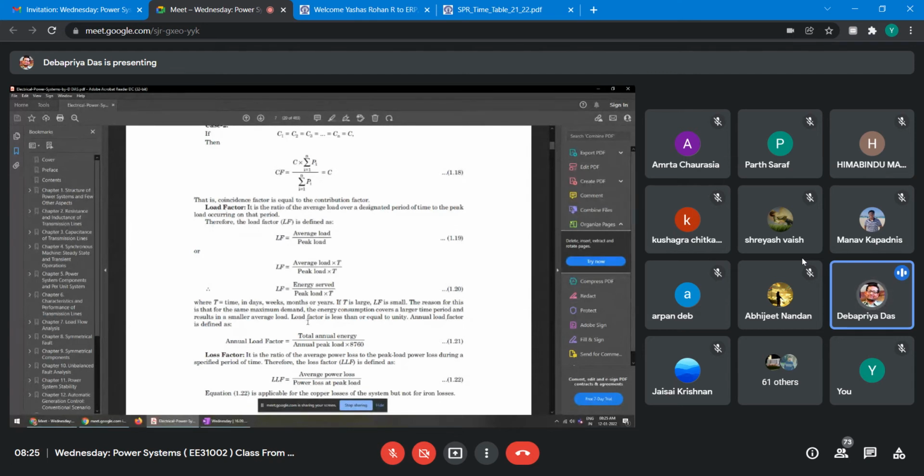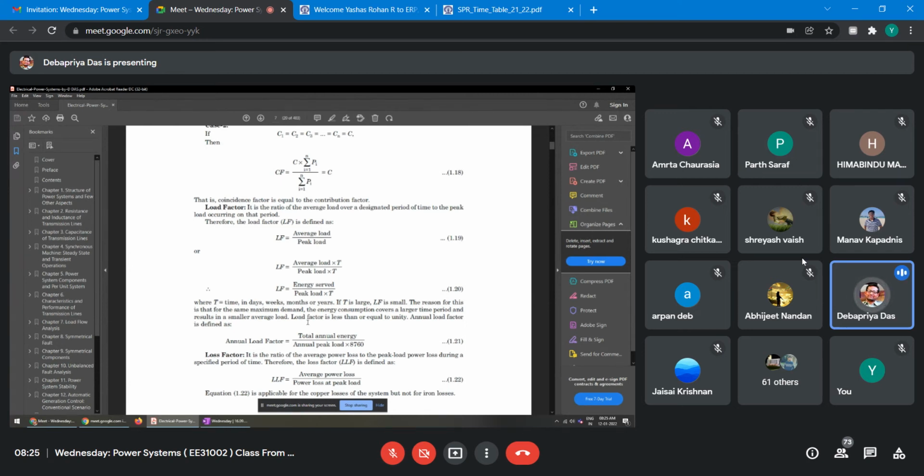Suppose you want to find the 24-hour average load, calculated on an hourly basis. At every hour you find the load in kilowatts. Then you add the load of all 24 hours, and out of these 24 hours you see what the peak load is. So load factor will be average load by peak load.